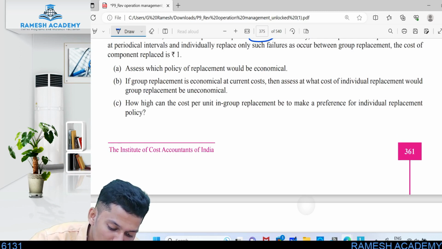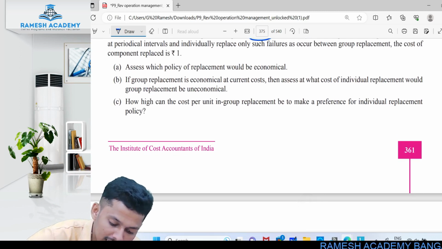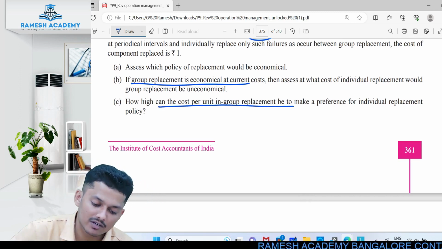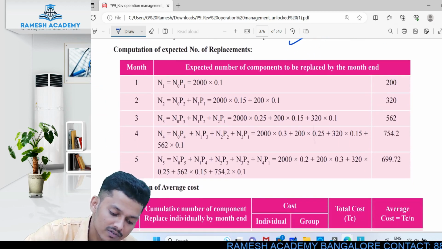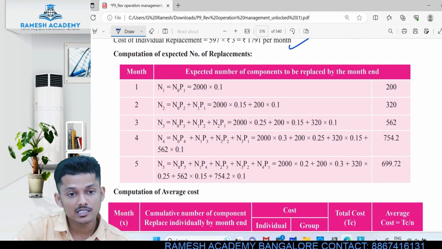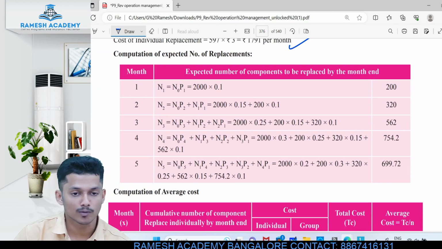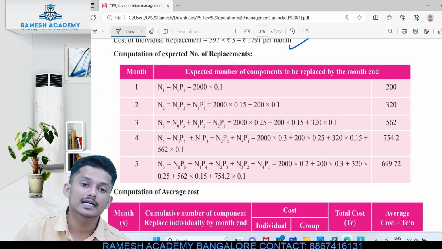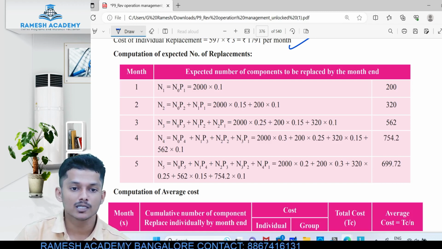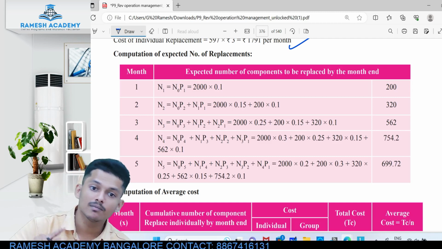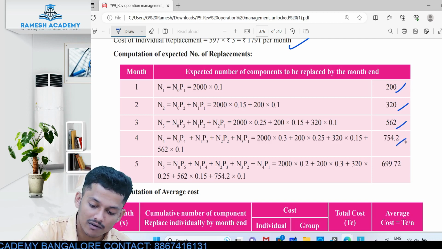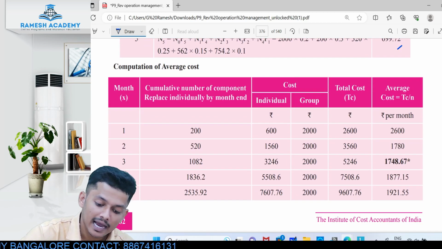Now see, the first question they gave: assess which policy of replacement would be economical. If group replacement is economical, at what interval should group replacement be done. Okay, they have given it clearly. Now see here, first the computation of the expected number of replacements. This type we have done in the earlier problem, where they gave breakdowns and probability. Here they gave the number of replacements n. Everything is the same and you got this. Clear? After doing this, then take this and the individual cost.